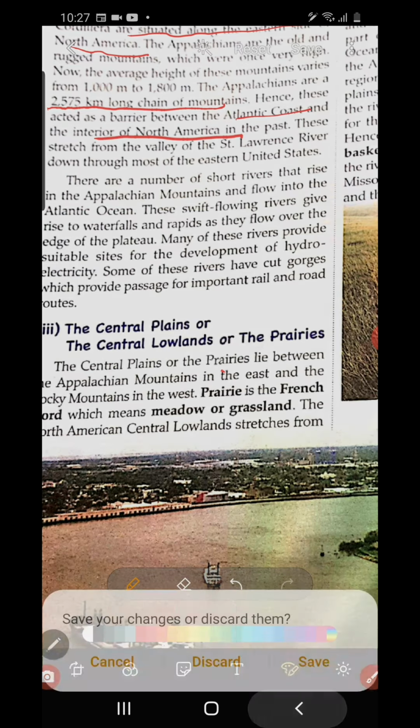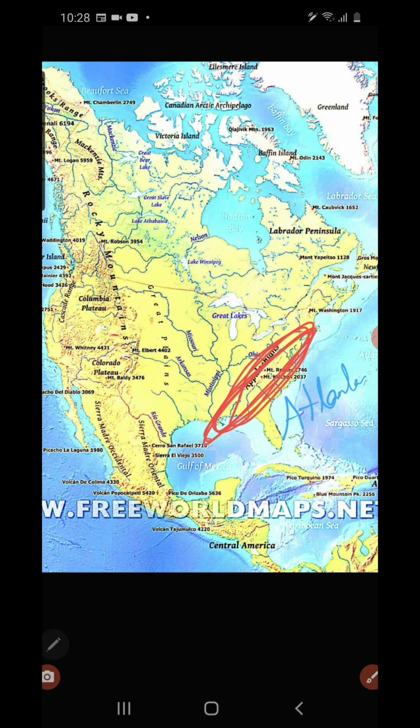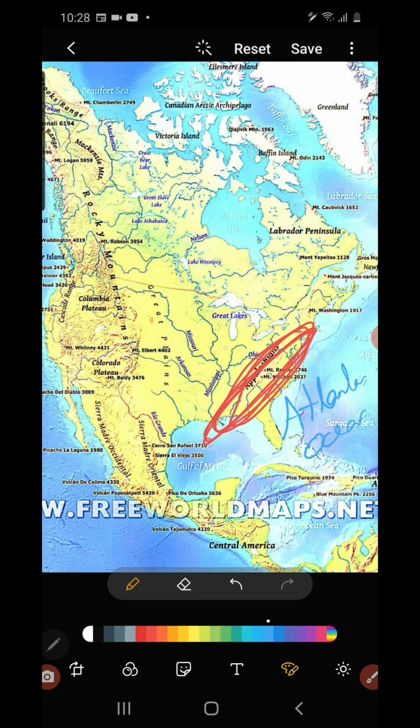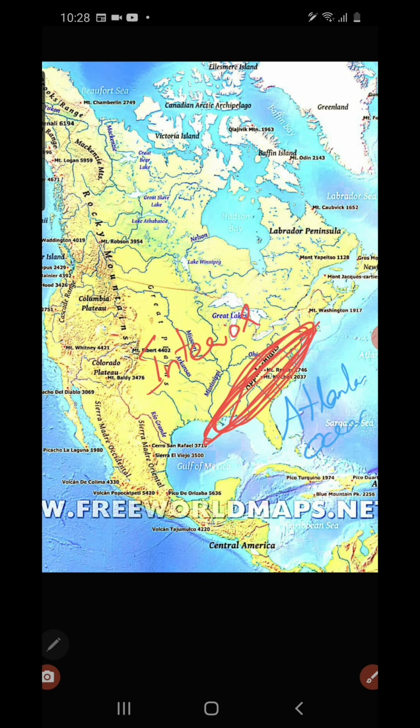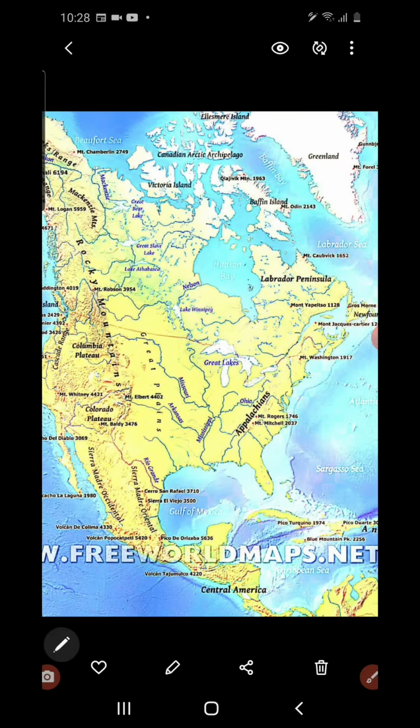Let's see how it is acting as a barrier. You see the location of the Appalachian Mountain here. Yes, the Appalachian Mountain is lying here. So once it was a barrier, it acted as a wall between the Atlantic Ocean, this is the Atlantic Ocean, and the interior. This is the interior part. Interior of your room means what? Inside your room. In a similar way, inside North America. So the Appalachian Mountain acted as a barrier between the Atlantic Ocean and the interior of North America.